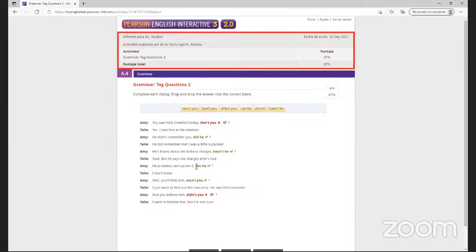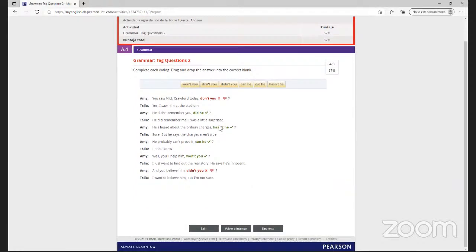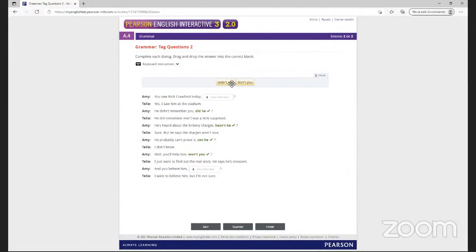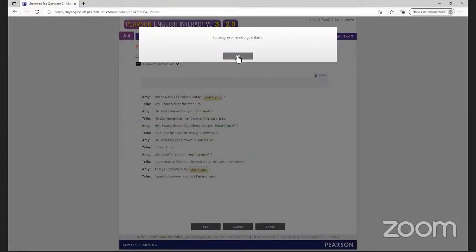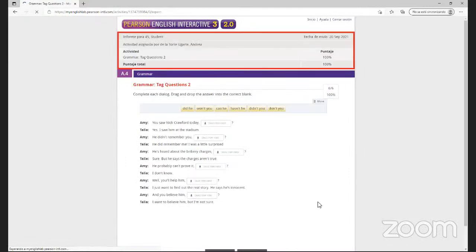Okay. Why? Because if you realize, in the first one the verb is in past, right? And in the other one it's in present. So here. Okay. Now it's perfect. Very good. Very good.